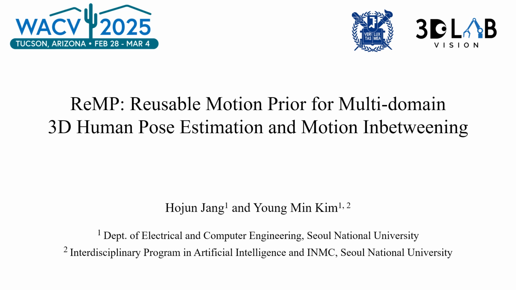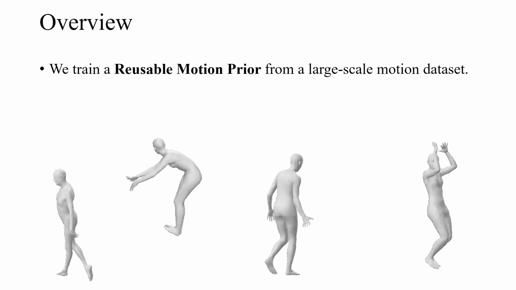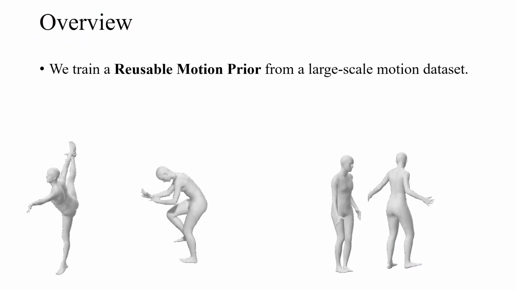Hi, I'm Hojun Jang from Seoul National University 3D Vision Lab, and I'll present our work, ReMP, Reusable Motion Prior for Multi-Domain 3D Human Pose Estimation and Motion Inbetweening. I will first introduce our work.